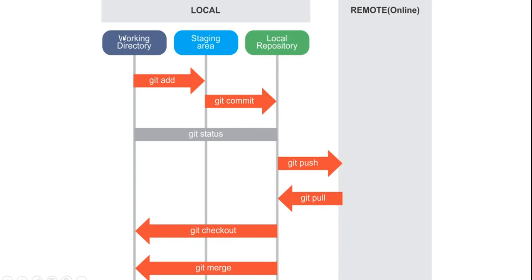The working directory is where you're actually writing your code. To move files from your working area to the staging area, you use the command git add and then the name of the file. If you don't want to be adding files one after the other, you can do a git add dot or a git add asterisk, and that should automatically add all files from your working directory to your staging area.